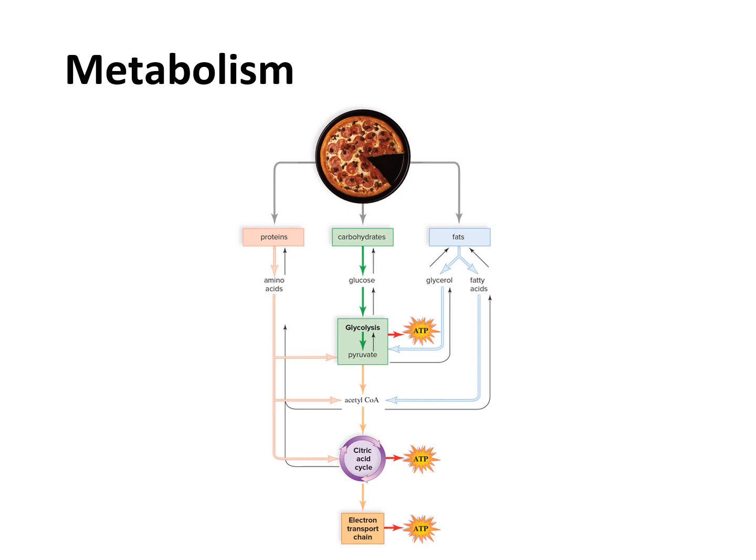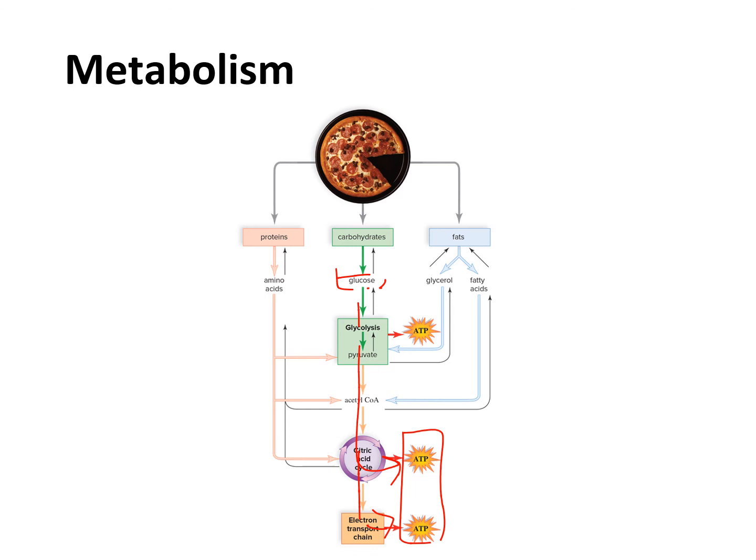Cellular respiration is one of the major catabolic reactions that occurs in the cell. So cellular respiration involves glucose being broken down to produce ATP. And that is the usable energy for the cell. This is going to do the work of the cell.